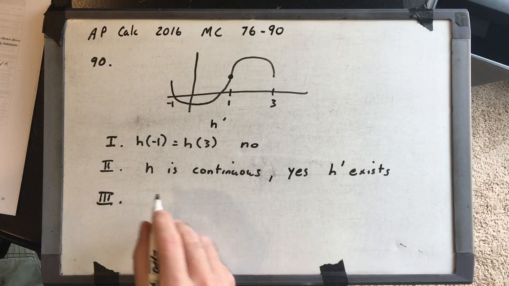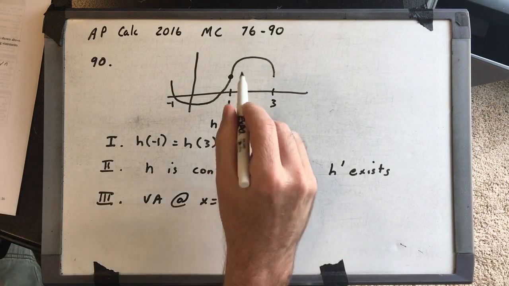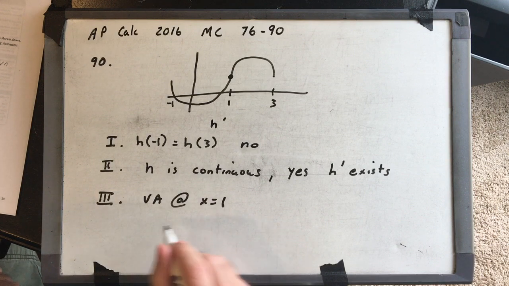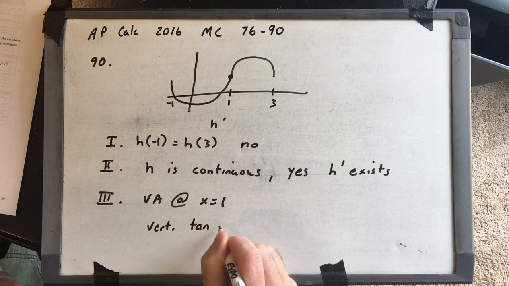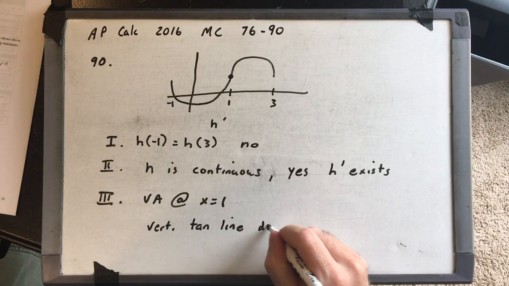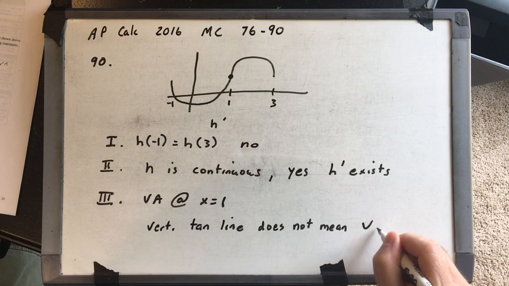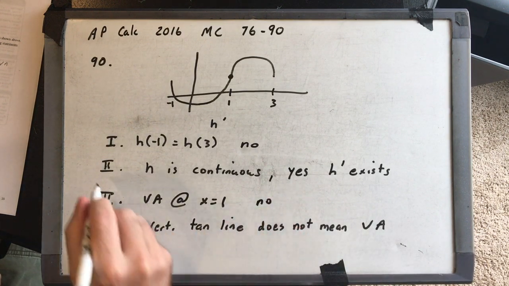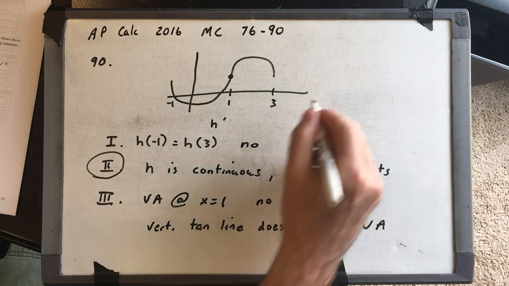Part 3, it says there's a vertical asymptote. Well, there's a vertical tangent line, but that doesn't mean there's a vertical asymptote. A vertical tangent, so the slope is infinity there, does not necessarily mean a vertical asymptote. Okay, so that's a no. So the only one that's definitely true is 2, which would be answer B.